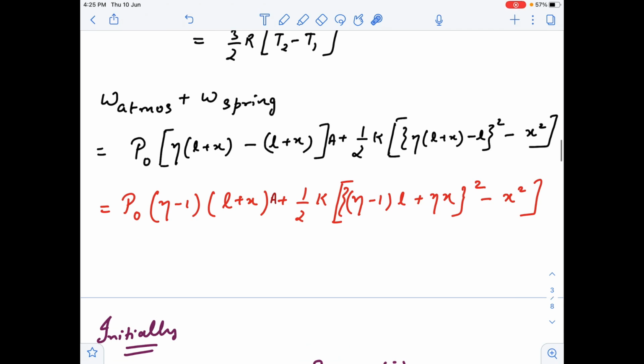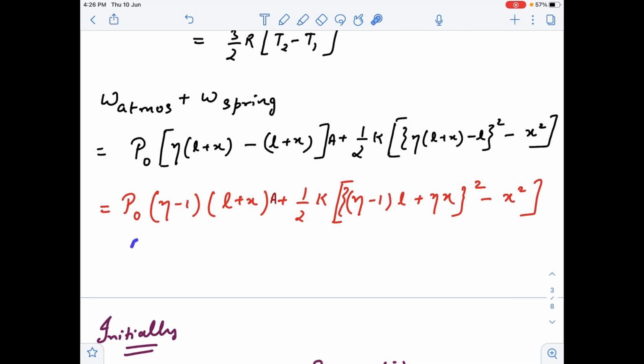Now the work done against the atmospheric pressure and the work done against the spring. The atmospheric pressure work is P0 times the change in volume, so final volume minus initial volume, that is, final length minus initial length times the cross sectional area, plus half K, the traditional thing for a spring, half K times the final extension squared minus the initial extension squared. The final extension is the final length minus the initial length, whole squared, minus x squared.